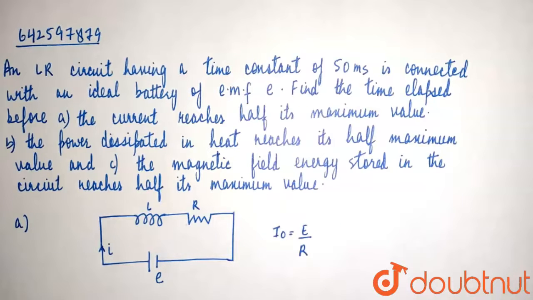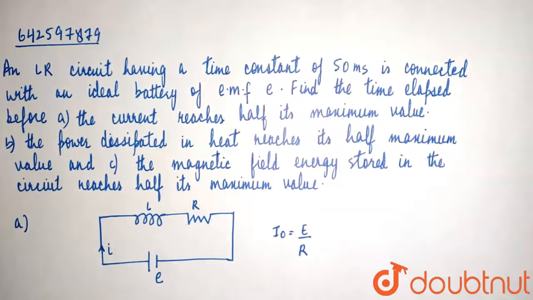So this is our circuit. We have an LR circuit. This is our inductor and this is our resistor, and they have been connected to a battery of EMF E. Let's say current I flows through this circuit.